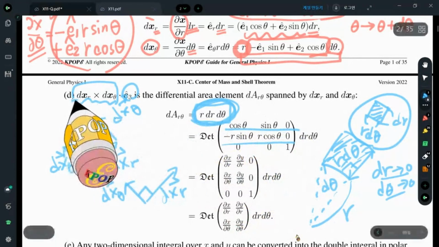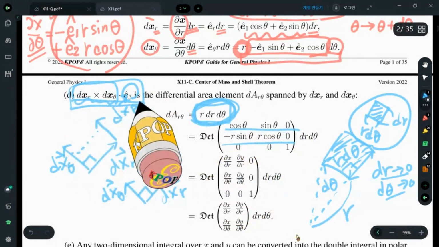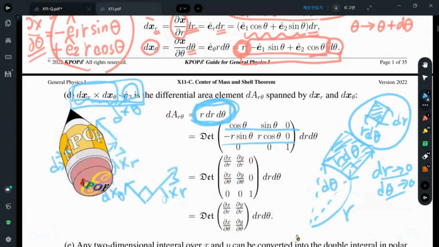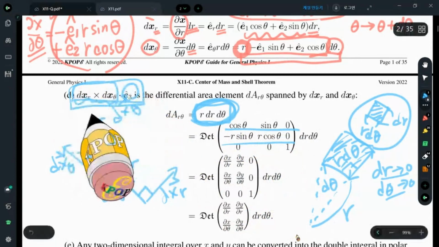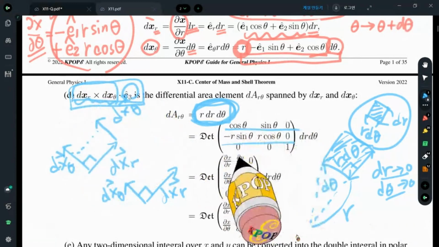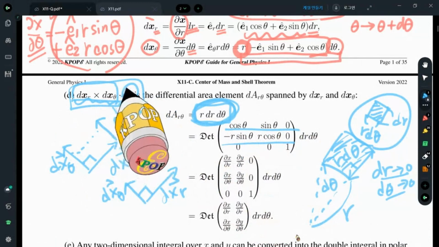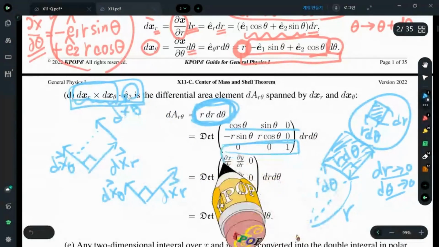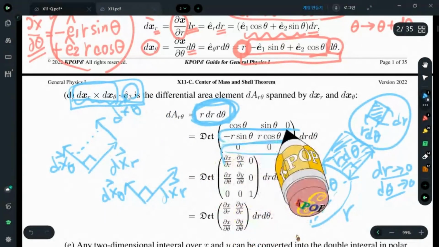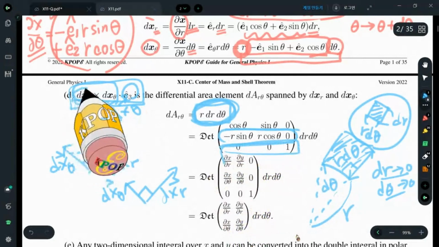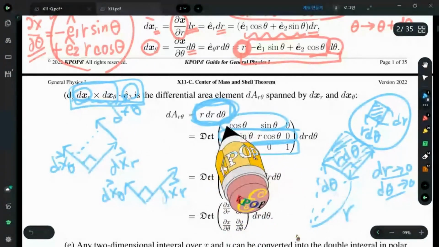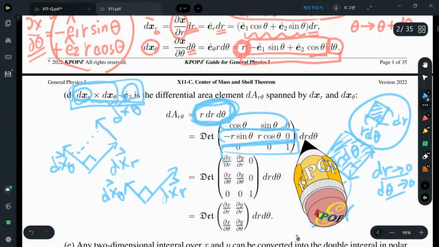This is the same as this triple scalar product. What is the triple scalar product? It can always be expressed as the determinant of three vectors. The e3 hat is here, and this is a dx dr. I have pulled this r out.